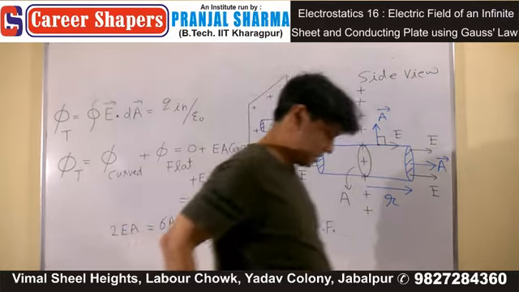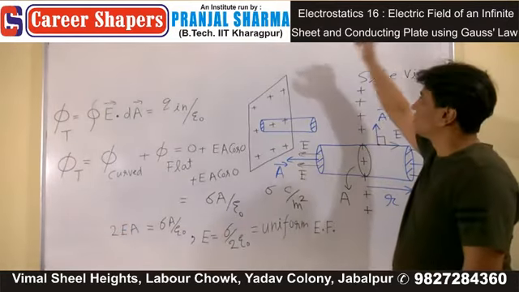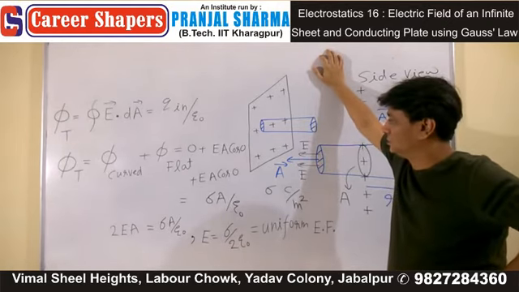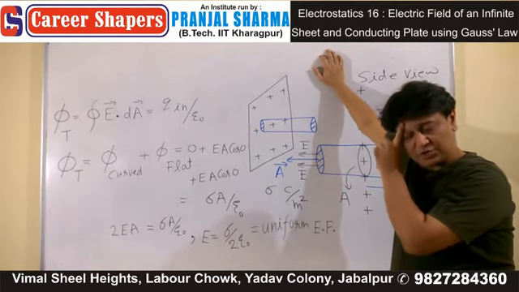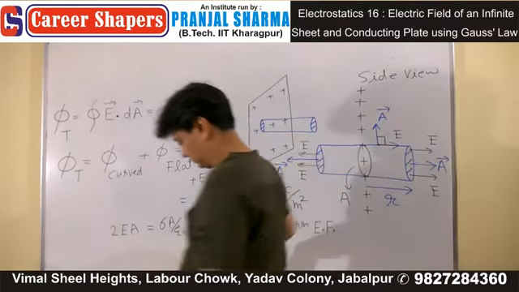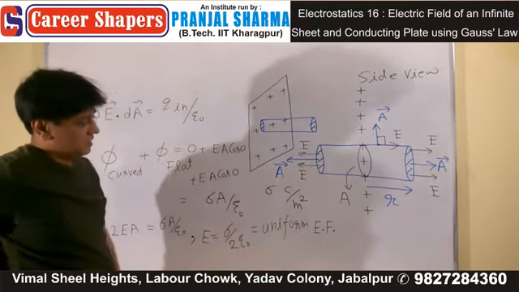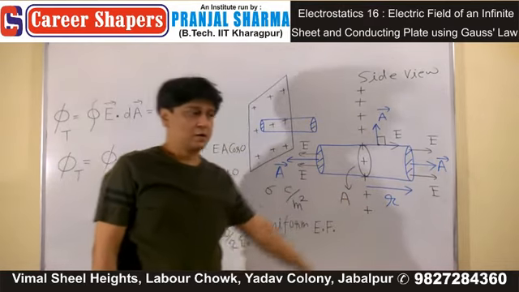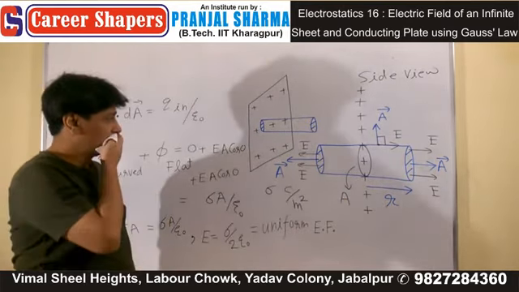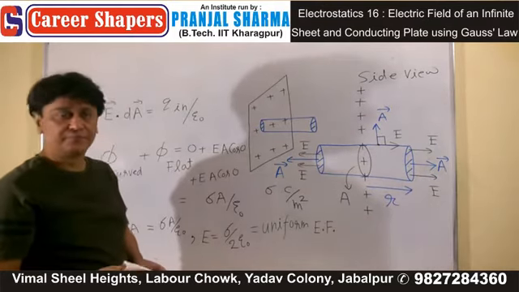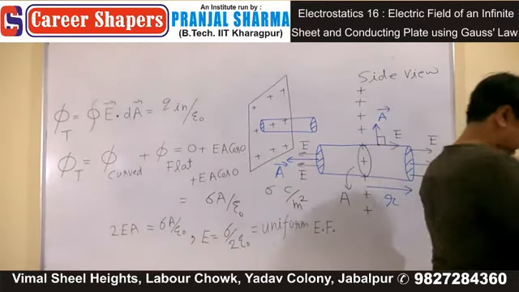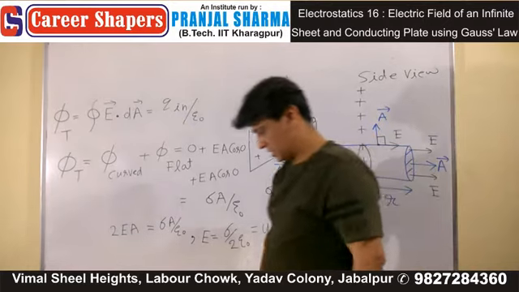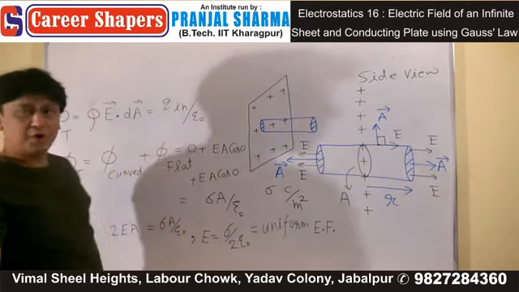Write down the statement. Electric field produced by a uniformly charged infinite sheet does not depend upon R. That is, it is uniform everywhere.